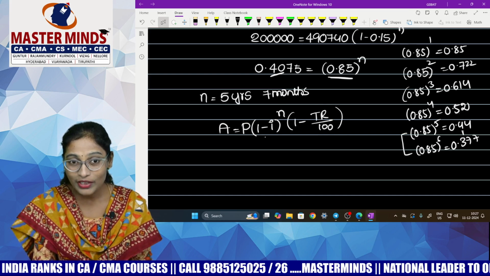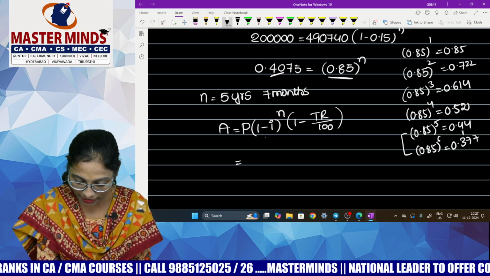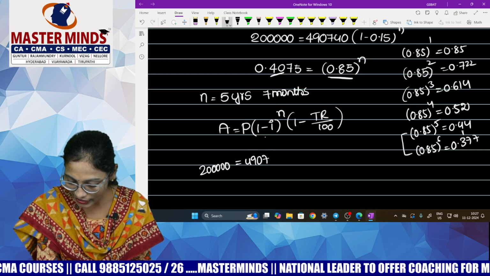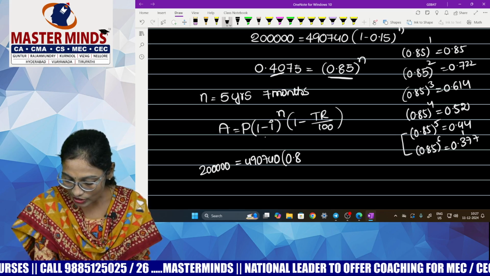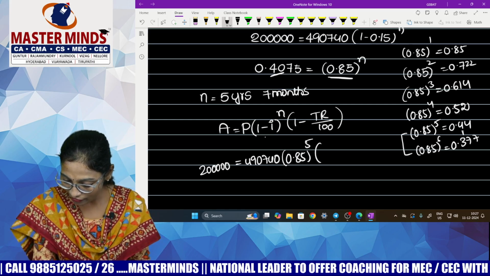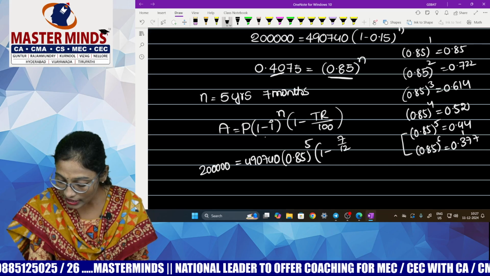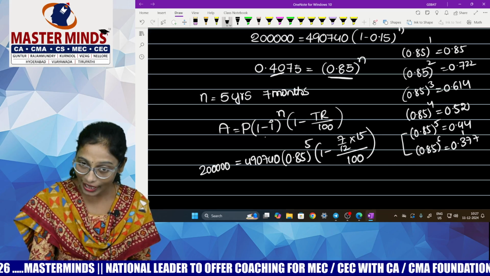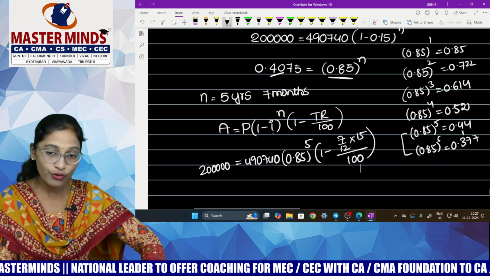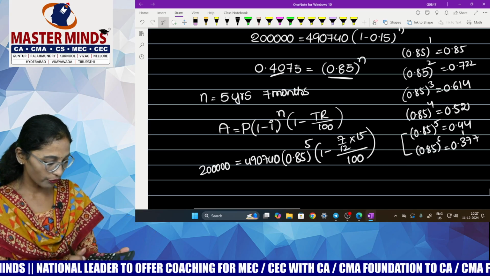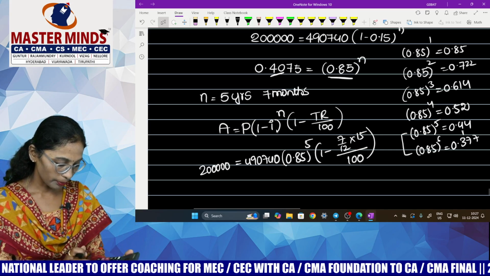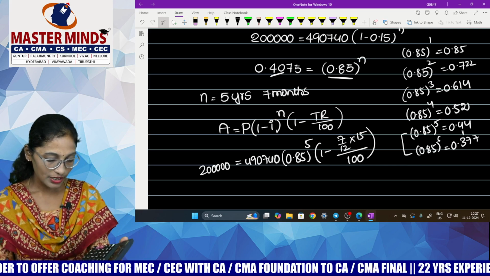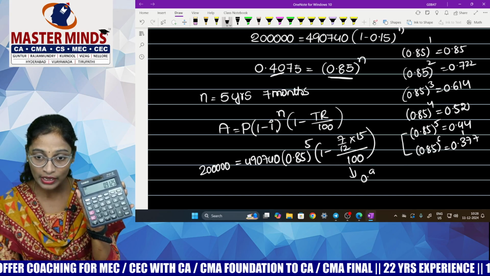Do you guys remember? Yes, it means what is your principal? You should get 2 lakhs. 2 lakhs is equal to 4,90,740 into 0.85 whole power 5 years. What should we write for 7 months? 7 by 12 into rate of depreciation 15%. You have to calculate this. First calculate 7 into 15 by 12, 7 into 15 by 1200 plus or minus plus 1. It's 0.9125 that I came up with.